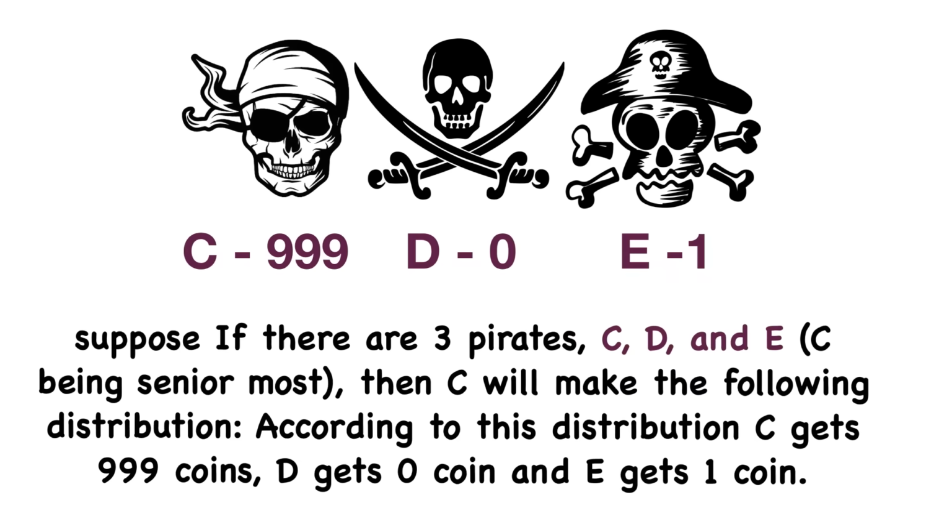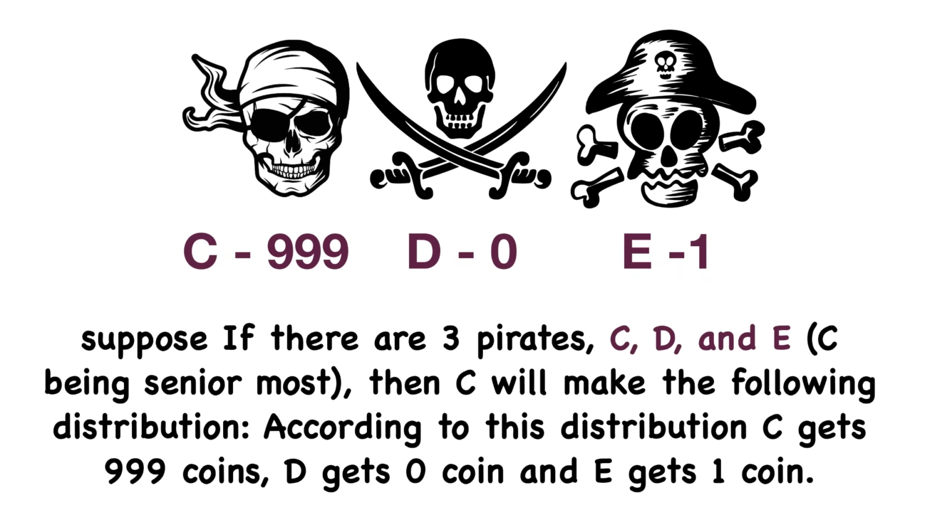Number 3. Suppose there are 3 pirates, C, D and E, C being the senior most. Then C will make the following distribution. According to this distribution, C gets 999 coins, D gets 0 coins and E gets 1 coin.